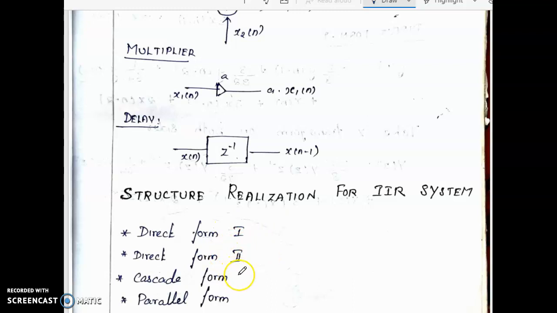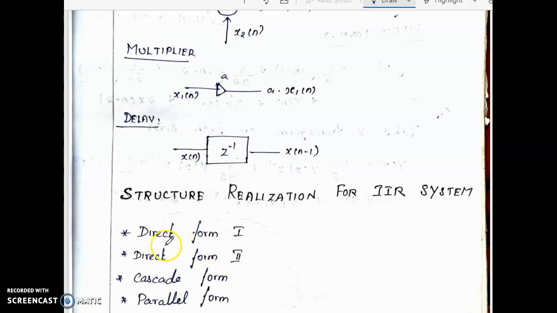In cascade form, each system has an input and output, and is called H of S. A function having n number of systems has its H of S represented in series, which is called cascade form. In parallel form, H1 of S, H2 of S and H3 of S are represented in parallel manner.